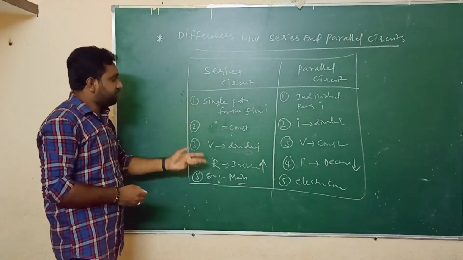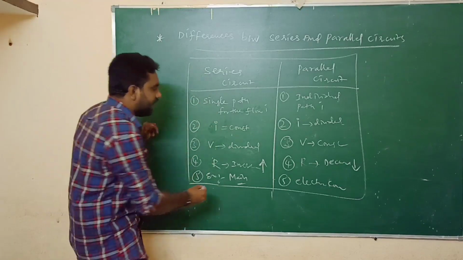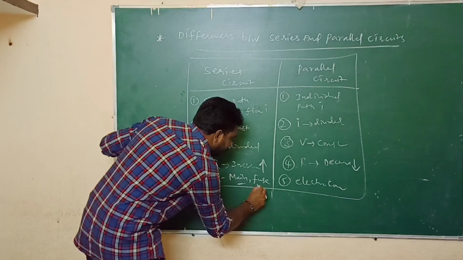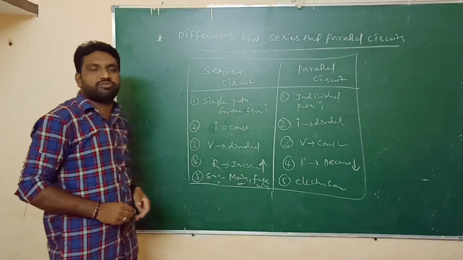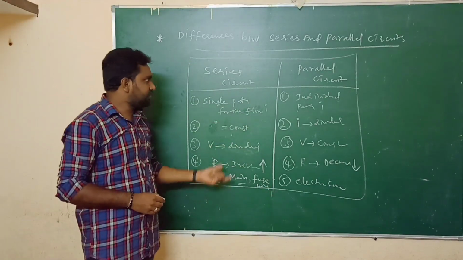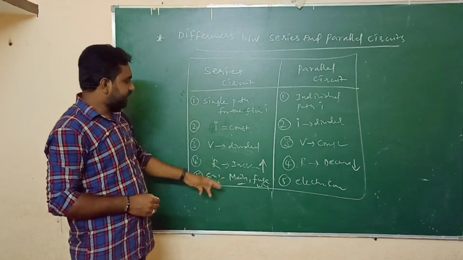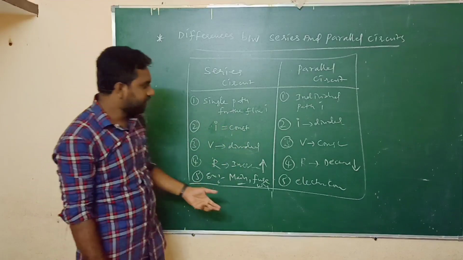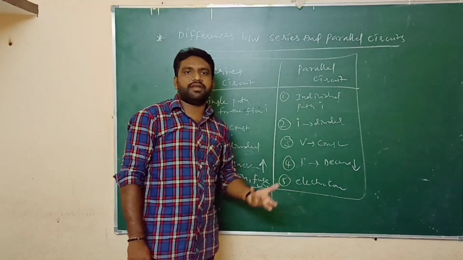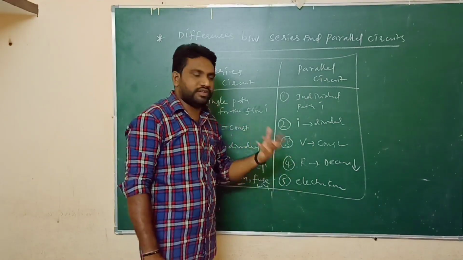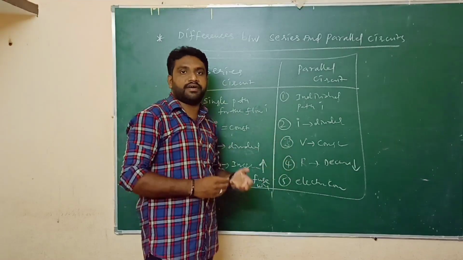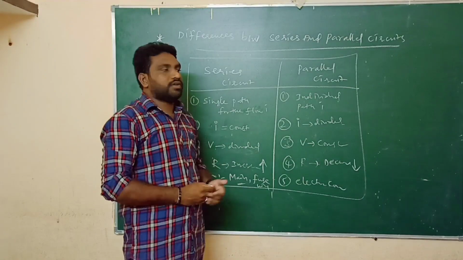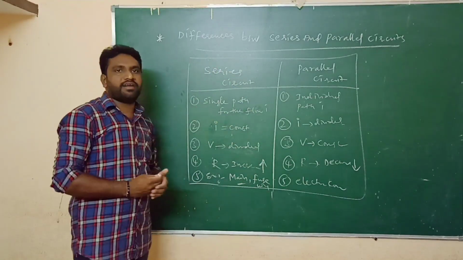And once again, if we consider the examples of series circuit, main and fuse wire, this is important. You should not forget about this one. Fuse wire is also connected in series to the light. So for series circuit, the main and fuse wire should be connected in series. And in parallel circuit, all the remaining individual electric components like cooler, fridge, television should be operated individually according to our need. So they should be connected in parallel circuit. So this is the difference between series and parallel circuits.